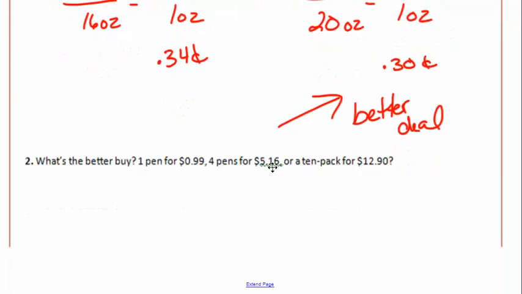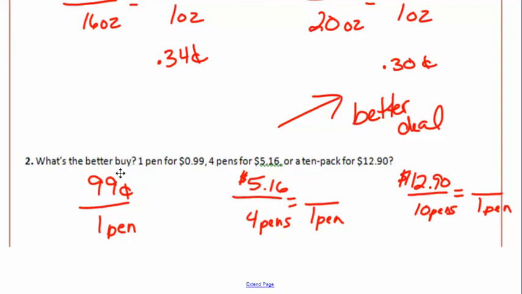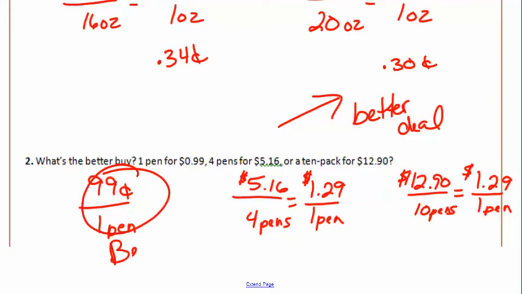Okay. All right. Pause the video and do number 2, please. Okay, here's how you should have set it up. First of all, I already gave you the unit price. It was 99 cents for 1 pen, so I've got to figure out the others. So 5.16 divided by 4, that gives me, ooh, that's $1.29 per pen. That's not good. And this one, 12.90 divided by 10, that's again going to be $1.29. So this one is the better deal.